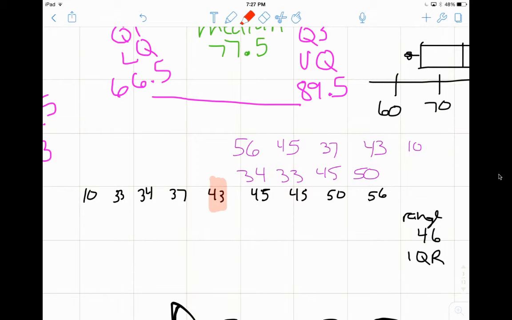Now this time I have one number in the middle. And when that happens, we don't count this one when we go to find the quartiles. So 43 is my median. Looking at each half, in the middle of these two, my lower quartile, the first quartile, is there. Here at 47.5 is the other one.